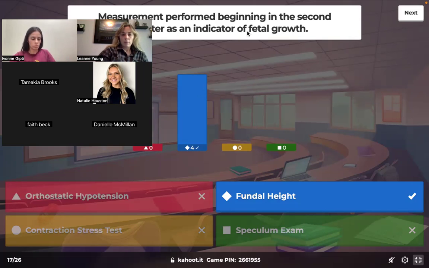This one was the measurement performed beginning in the second trimester as an indicator of fetal growth, and that would be the fundal height, correct? So we're measuring how the mom's belly is growing at each appointment.